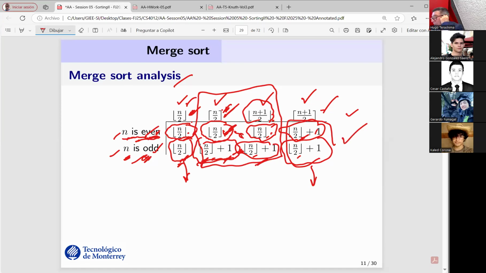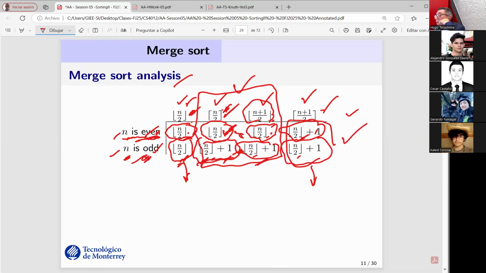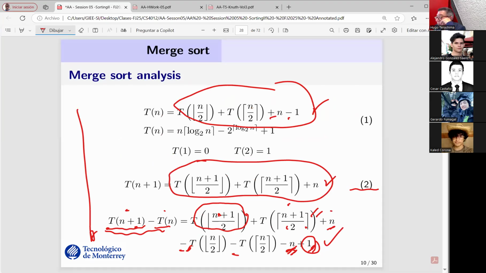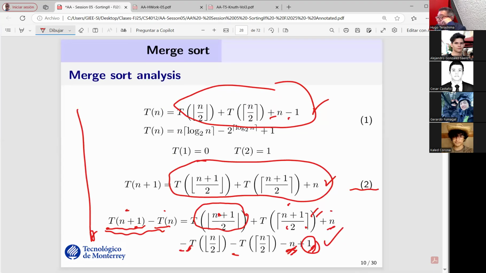All the elements here in the table are n over 2 floor, right? And these two elements, the n plus 1 over 2 in the equation, floor, this one, or ceiling. Floor is this one, right? And the other element, T of n over 2 ceiling, they are the same. So that's the reason I'm discarding these two elements, this and this, right?